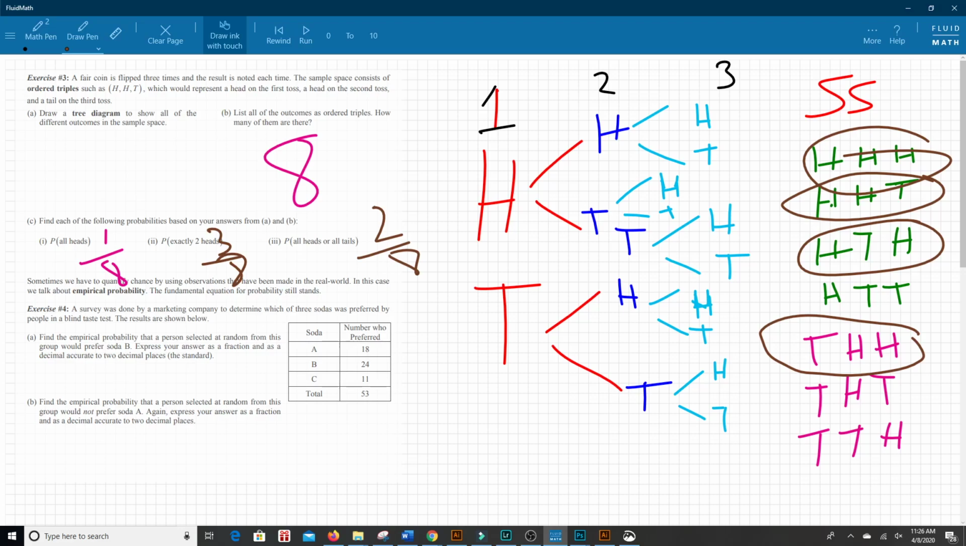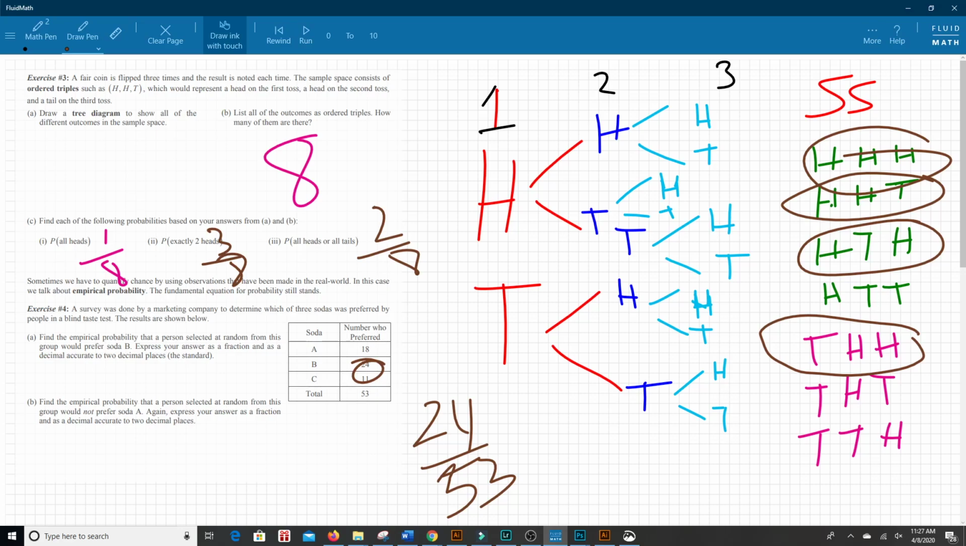So soda B is going to be 24. Express your answer as a fraction and to decimal accuracy. So it's going to be 24 over the total amount of people that prefer soda, right? So A, B, C prefer soda, but some people like soda B. Say soda B was like Pepsi. So it's 24 over 53. Now you could divide that and get a decimal result.